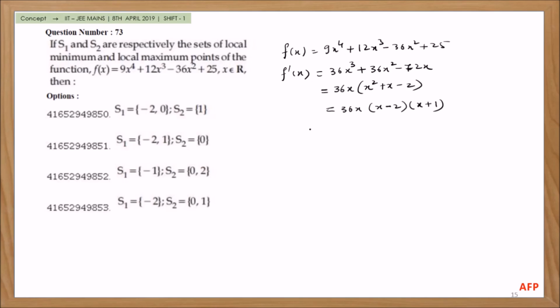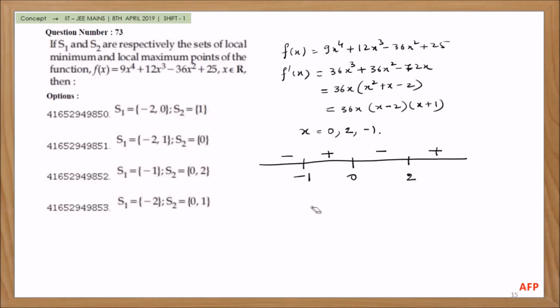So now the critical points are 0, 2 and minus 1. We will mark these on a number line. Here we take minus 1, here 0, and here 2. On the extreme right-hand side the sign is plus, then minus, plus, minus.